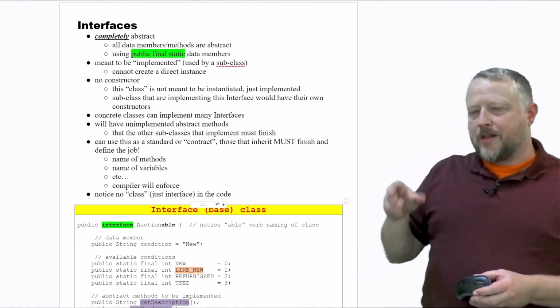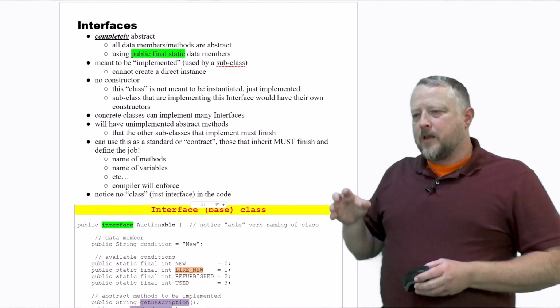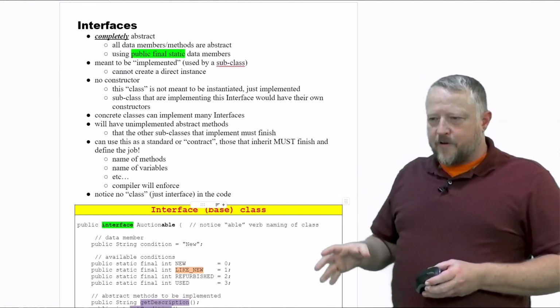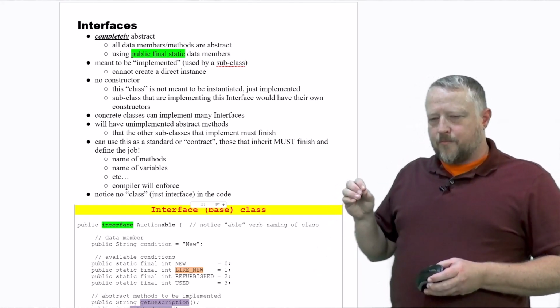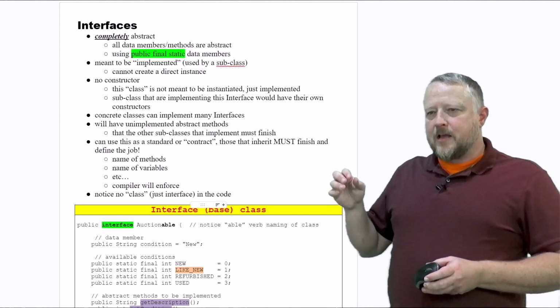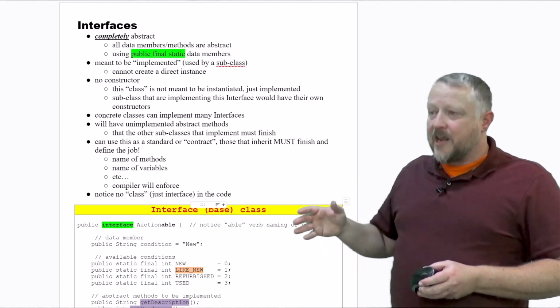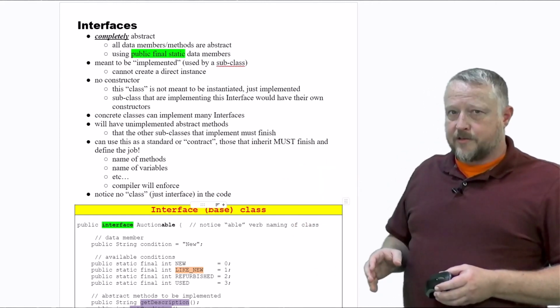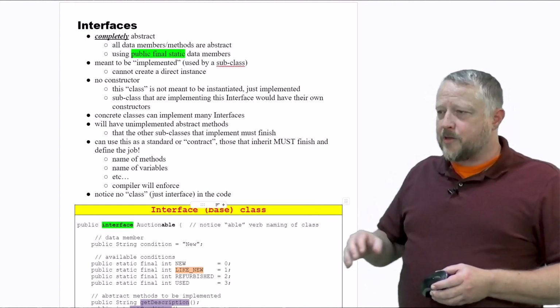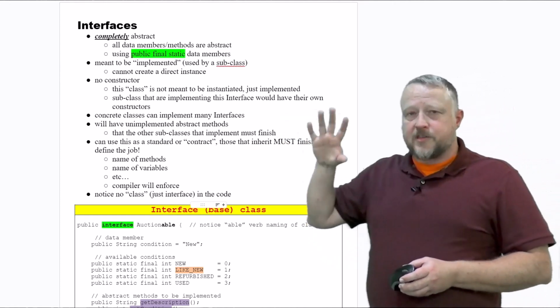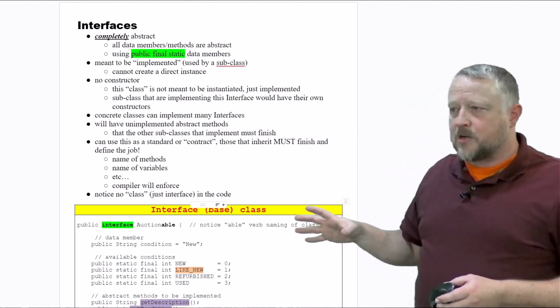Here's the last one, and that's interfaces. Interfaces are different in that a subclass can actually implement many interfaces. And I'll have to show you that in a minute, so bear with me on this one. But everything in an interface is completely abstract, which you and I have talked about.